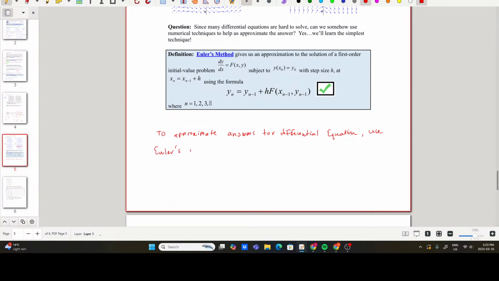We're going to go through it. Okay, so ultimately this gives an approximation solution of a first order initial value problem: dy over dx equals f(x,y), subject to y(x naught) equals y naught, with step size h at x_n equals x_(n-1) plus h, using the formula y_n equals y_(n-1) plus h f(x_(n-1), y_(n-1)). This is going to be included in the formula sheet, but I just want to know what n is, where n equals 1, 2, 3. Interesting. Okay.